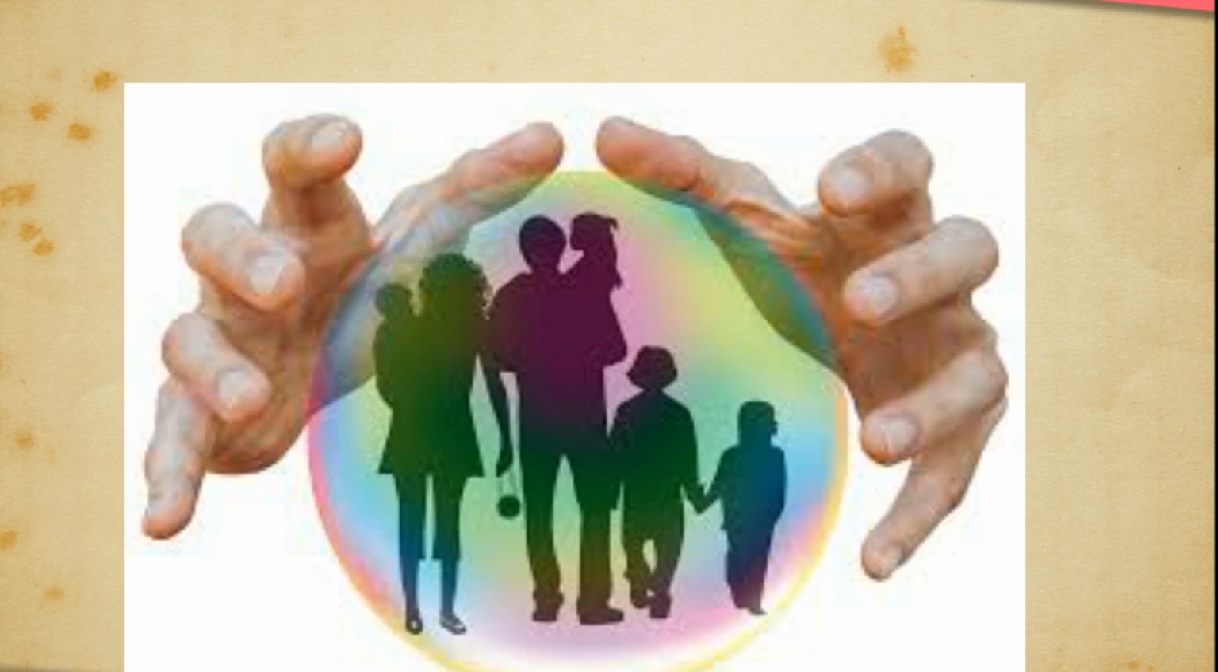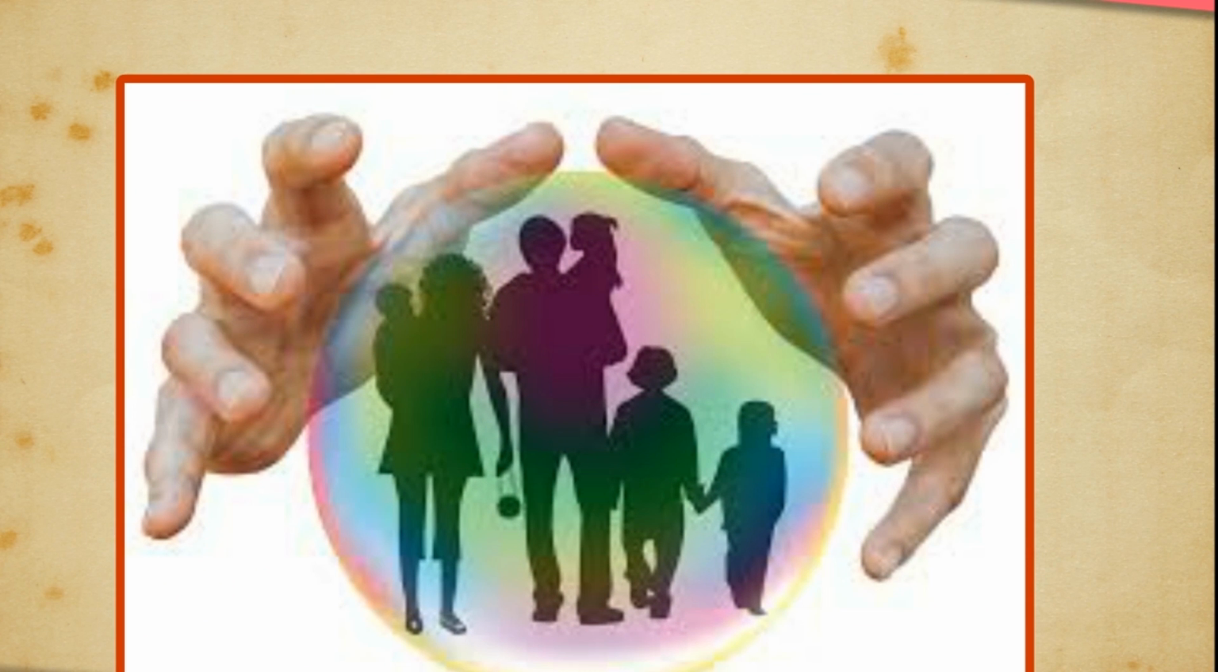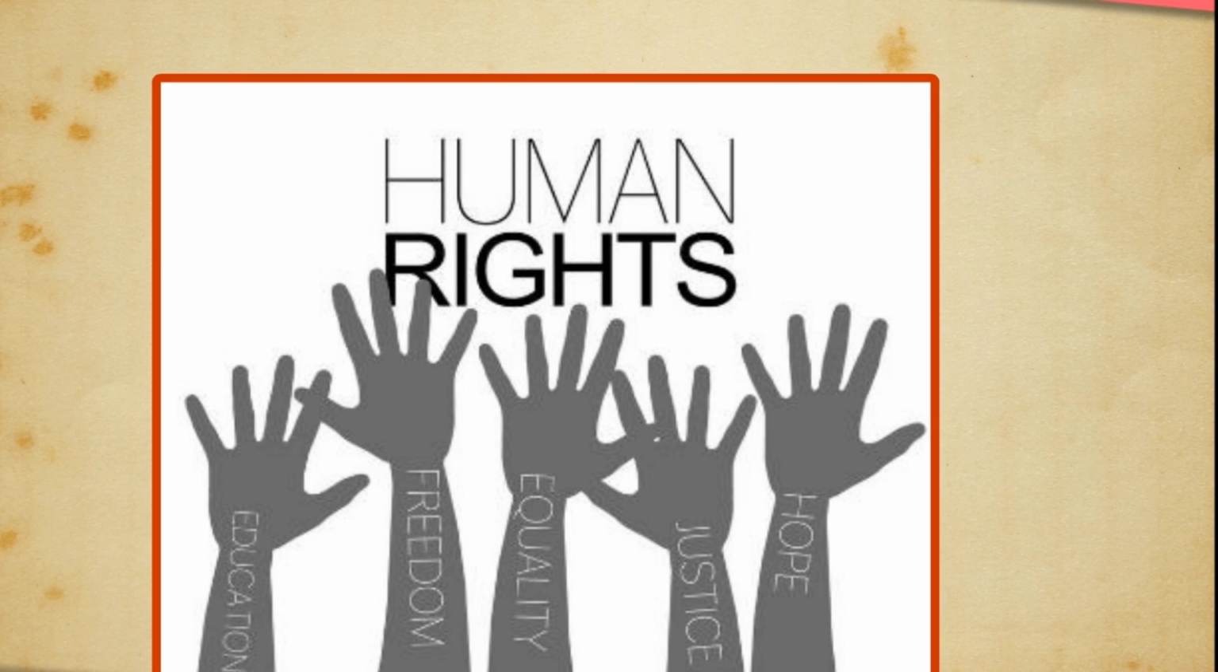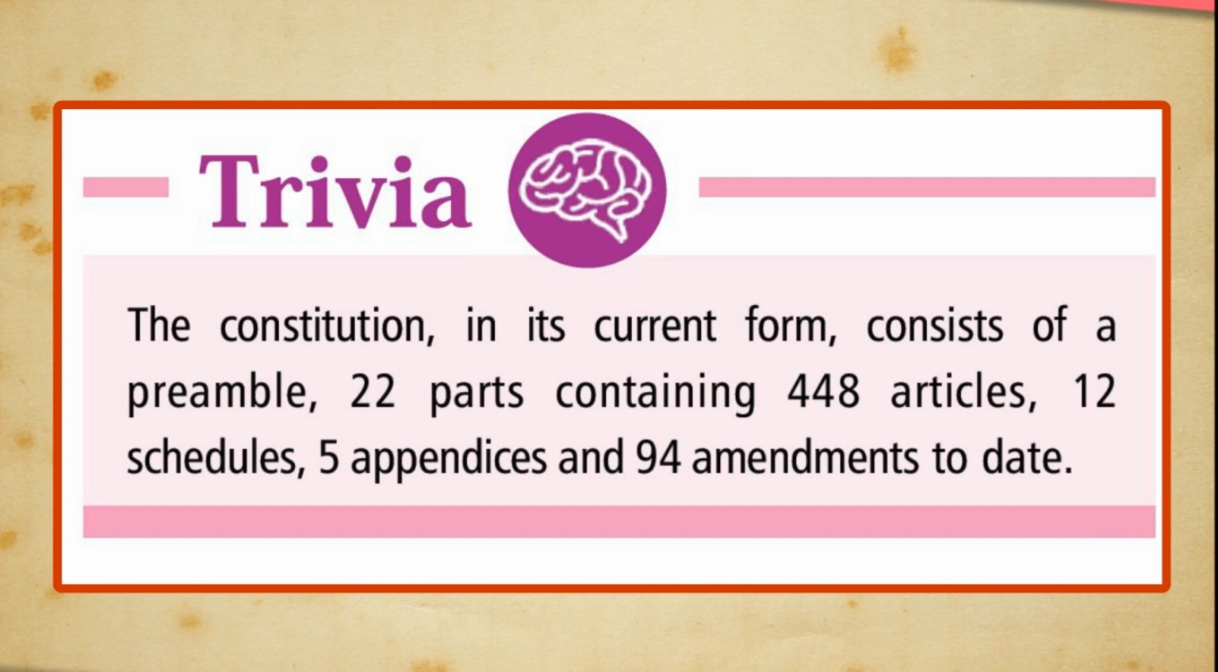At the same time, it protects people from any injustice of the state by imposing certain limitations on the powers of the government. So, it performs dual functions of regulating the government as well as safeguarding the rights of the citizens. Trivia: the Constitution, in its current form, consists of a preamble, 22 parts containing 448 articles, 12 schedules, 5 appendices, and 94 amendments to date.